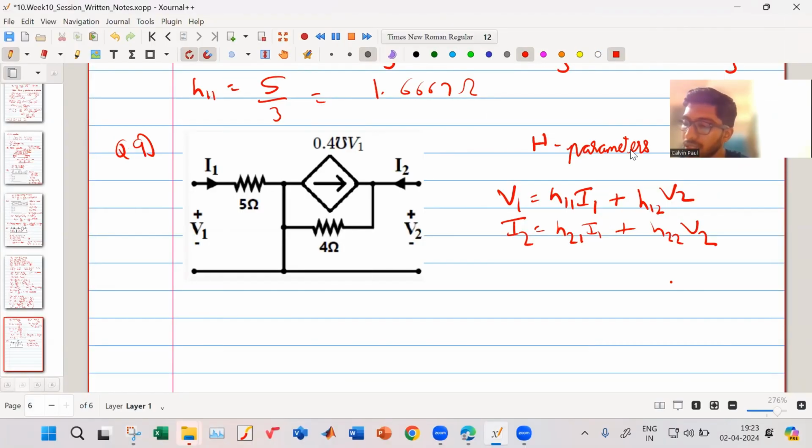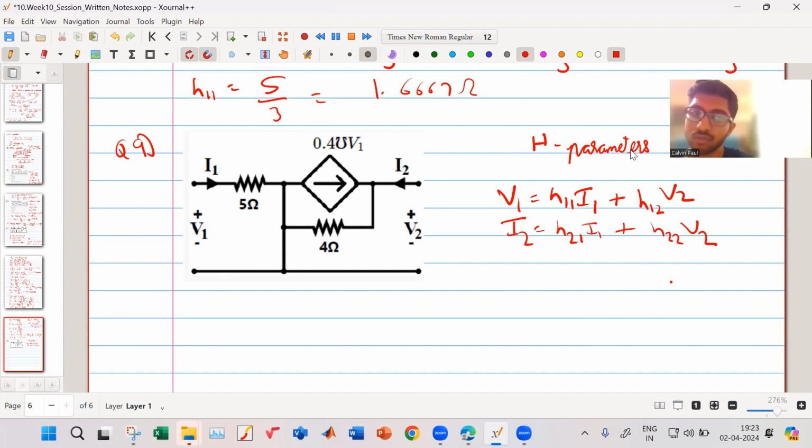I will suggest not to use the conversion method. Converting from one set of parameters to another set of parameters is not recommended, because in the exam, how will you remember the formula? How do you convert from Z parameters to H parameters? You may not remember. Y parameters to Z parameters is simple, just the inverse of a matrix. But for other things, it is not so easy. So what I recommend is you just solve this circuit.